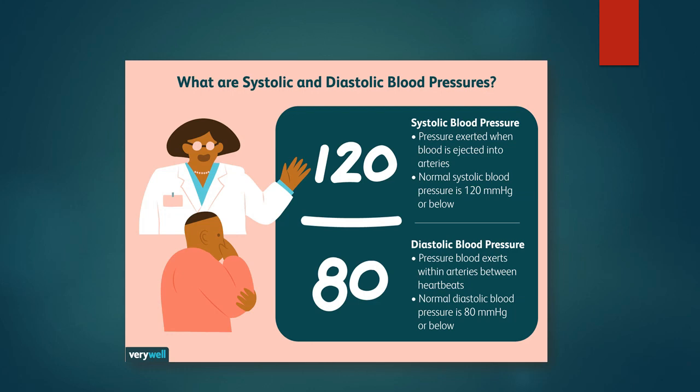This is just for your information. Now, what is blood pressure? Blood pressure is the force that the blood exerts against the wall of the vessel. It is of two types, systolic and diastolic.